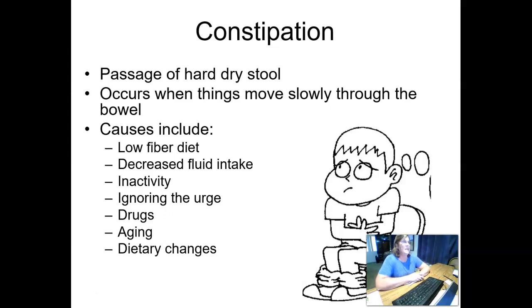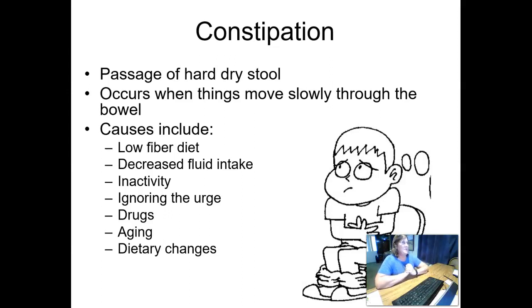The term constipation means passing hard, dry stool, and it occurs when things are moving too slowly through the bowel. Causes can be a low fiber diet, decreased fluid intake, and inactivity. When a person is having an issue with constipation, the first things we usually recommend are to increase their fluids and increase their fiber, because you never want to increase fiber without increasing fluid. You can actually get them more compacted. So increase fluid, increase fiber, and get them walking, get them moving as much as possible, and a lot of times that will help take care of it.